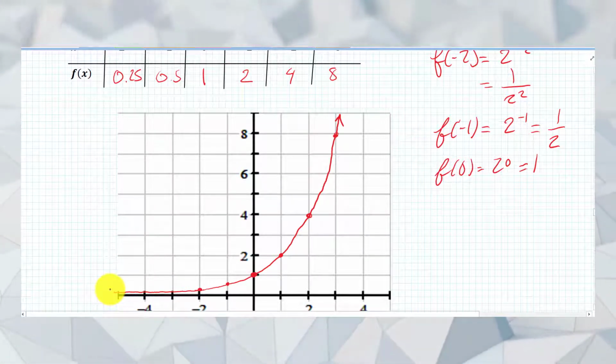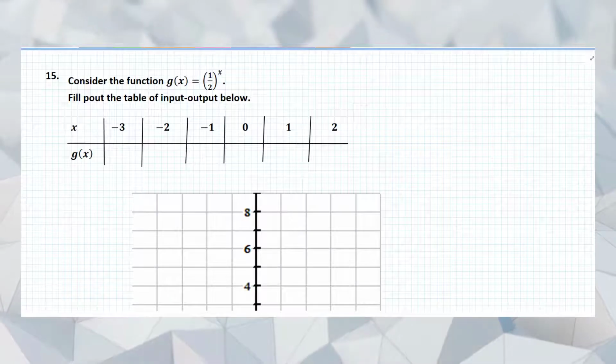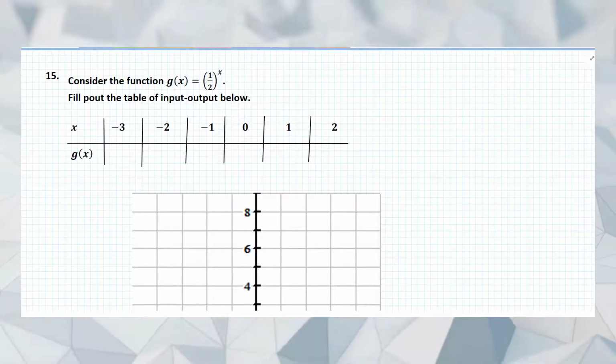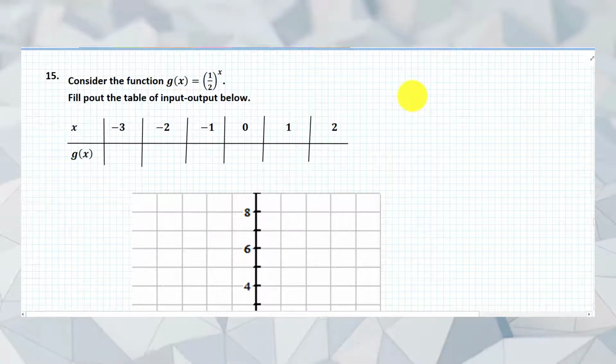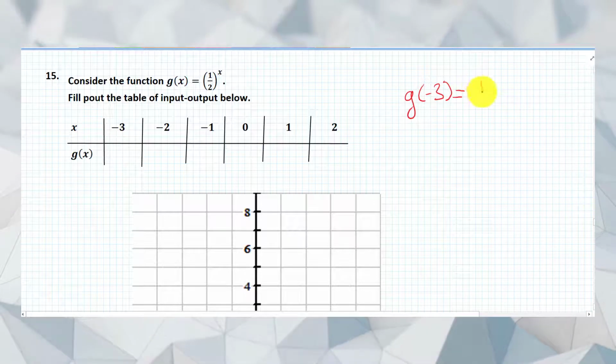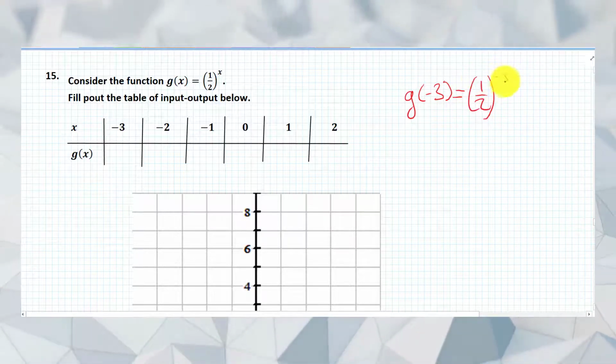All right, let's look at the second function. For the second function, I've changed the base to 1/2. I'm looking at the function g of x equals 1/2 to the x. So if the input is -3, what is 1/2 to the -3 power?